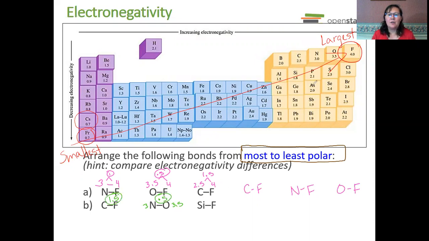Now we have our silicon to fluorine, and silicon is right here, and it's 1.8, to fluorine 4. So that one actually has a difference of 2.1. Wow, oh, so 2.2. Yeah, having trouble adding tonight. 2.2. Okay, so clearly the most polar one that we have here is silicon to fluorine, and the least polar is nitrogen to oxygen. And the carbon fluorine is in the middle.